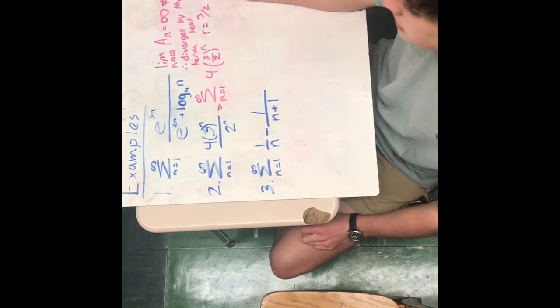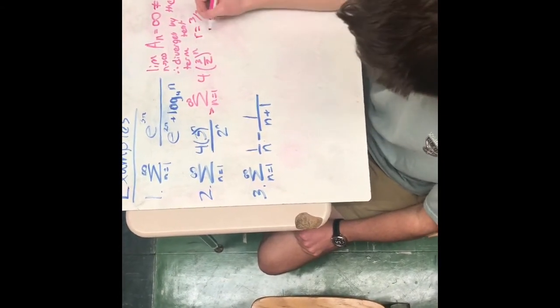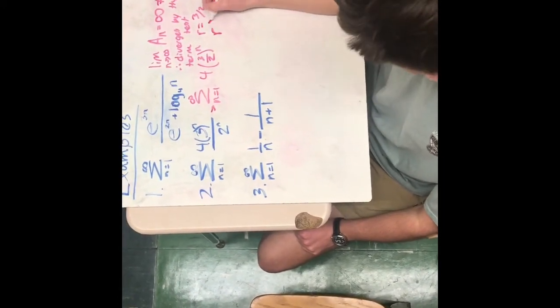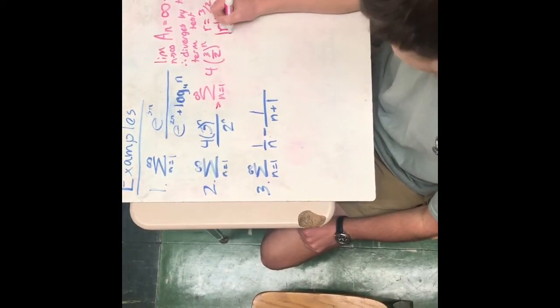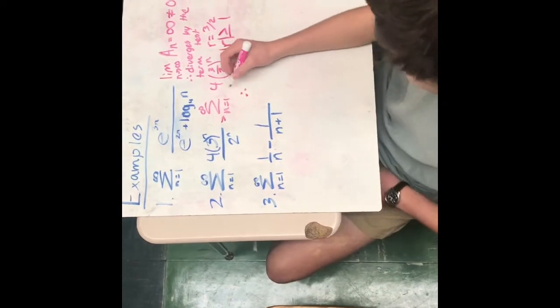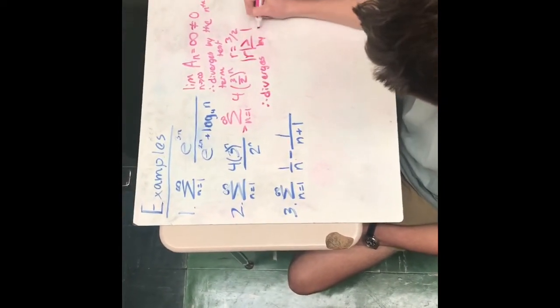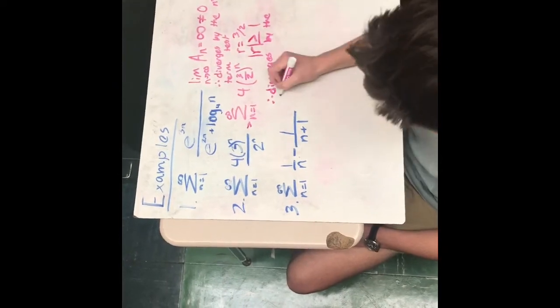Now, to determine if it converges or diverges, we need to look at the geometric series test, and we see that the absolute value of r is greater than or equal to 1. Also, make sure to do the absolute value of r. So therefore, this series diverges also by the geometric series test.